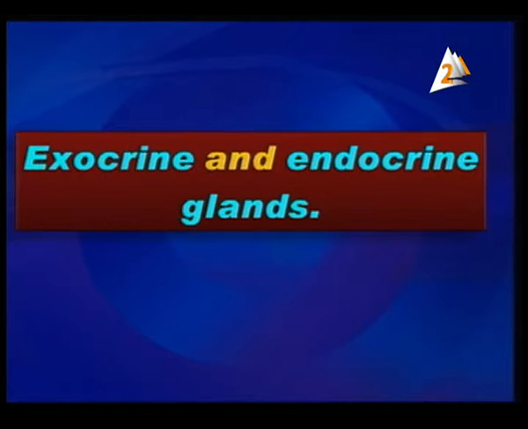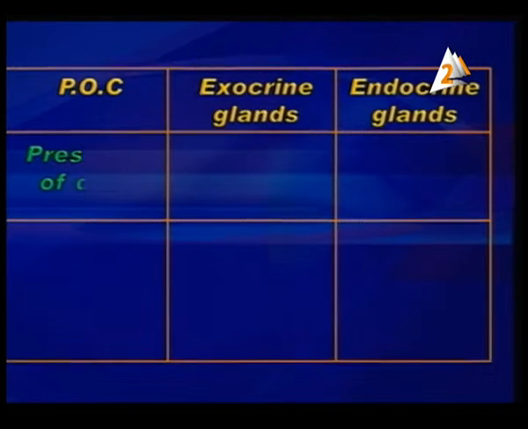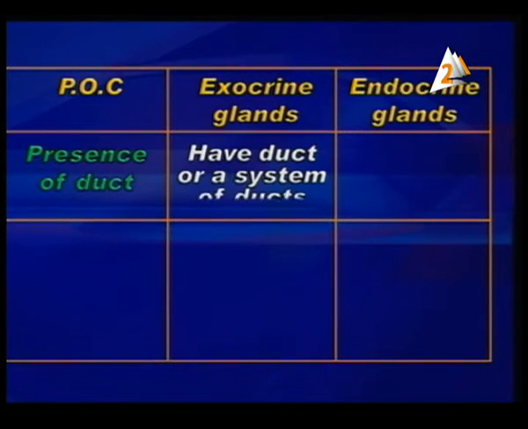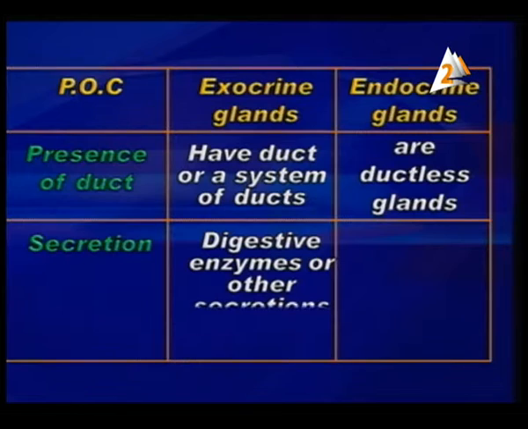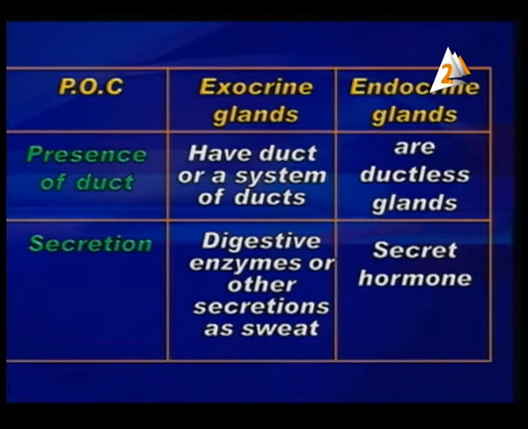The second question, exocrine and endocrine glands. We are going to compare between them. The presence of ducts: the exocrine glands have a duct or a system of ducts, while the endocrine glands are ductless glands. The secretion: the exocrine glands secrete digestive enzymes or other secretions such as sweat. Endocrine glands secrete only hormones.